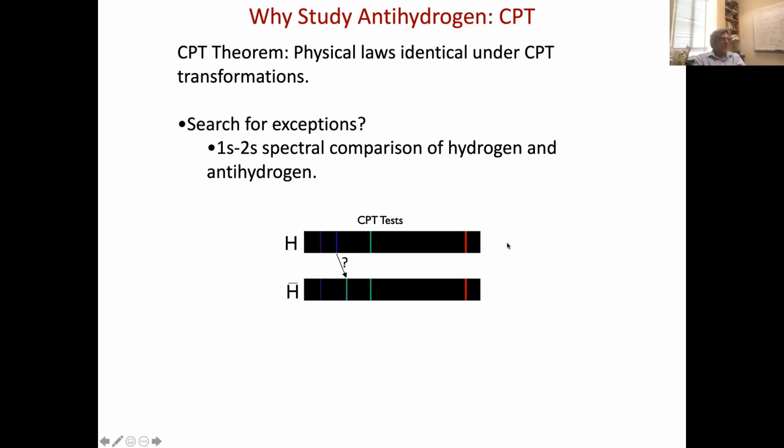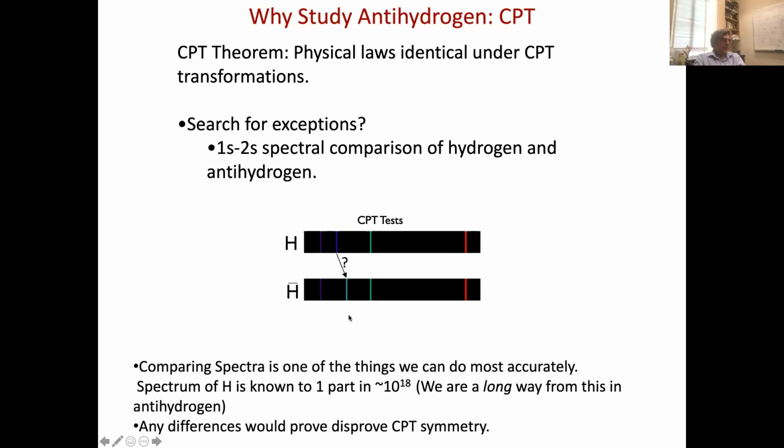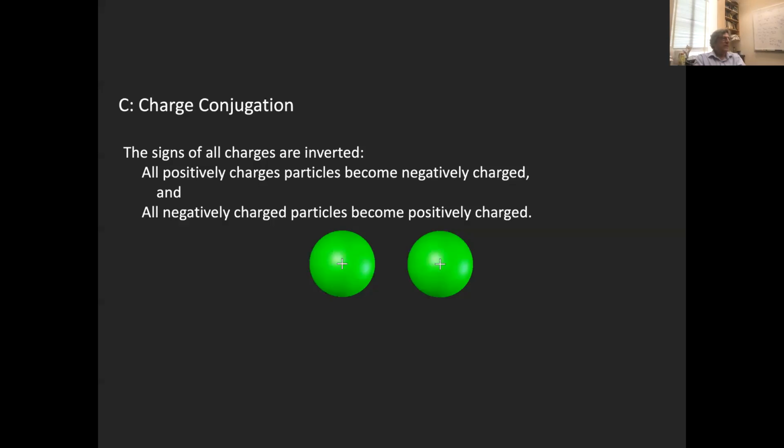So how would you look for an exception? It turns out one way to find an exception is to look at, so here as an artist's conception is the spectrum of hydrogen and the spectrum of antihydrogen below it, frequency, and then the colored lines here representing different lines of the atom, radiation lines. And so if one of them is different, then that would break CPT. The spectrum of hydrogen is known to a part in 10 to the 18. That's 1 in a billion billions. Antihydrogen, we're still a long way from that, but we are getting better and better at making our comparisons.